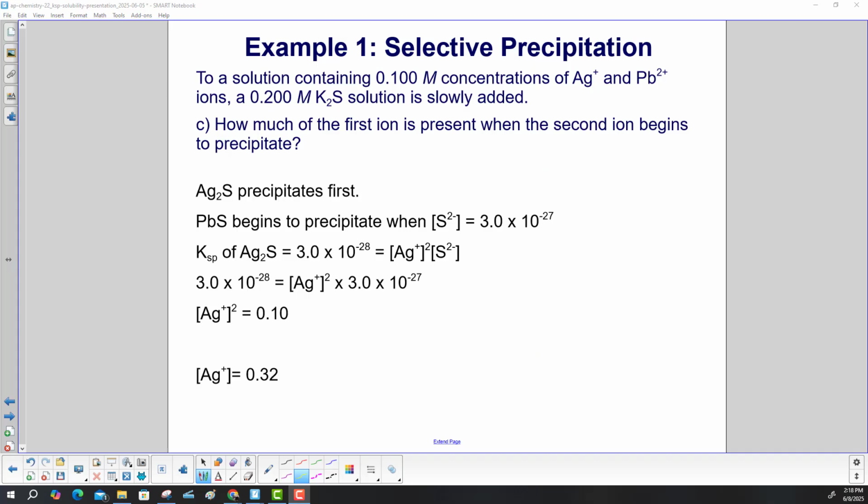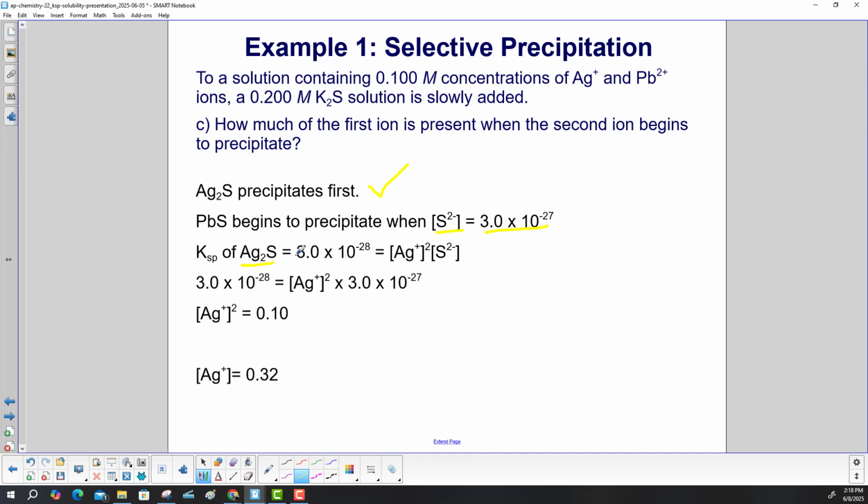To a solution containing 0.100 molar concentrations of silver and lead ions, a 0.200 molar potassium sulfide solution is slowly added. See how much of the first ion is present when the second ion begins to precipitate. Silver sulfide precipitates first, we've established that. Lead sulfide begins to precipitate when the concentration of the sulfide ion is 3.0 times 10 to the minus 27th.